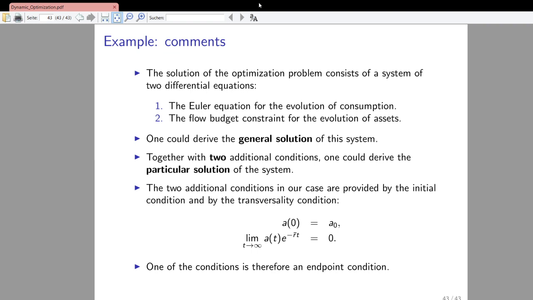And the two additional conditions that we have in this case are the initial condition on the level of assets at the beginning, and we have the transversality condition stating that the limit as time goes to infinity of the product of assets with the discount factor has to be equal to 0. So we have an initial condition and an endpoint condition, and this in principle allows us to come up with the particular solution of the system of differential equations.